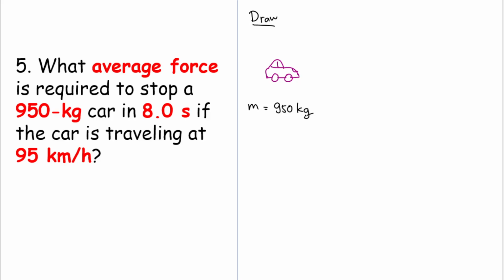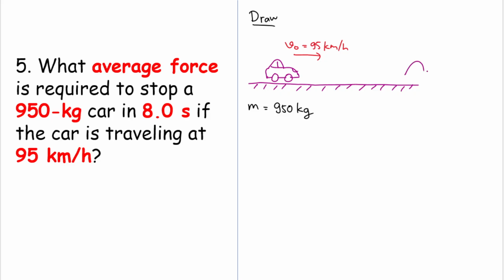Good. And we need to stop the car. So the car is braking maybe. And we have this strip here. Suppose that the car is moving to the right. So we will have the initial velocity here, V0, that will be not 8 seconds, 95 kilometers per hour. Okay, and it will stop here.